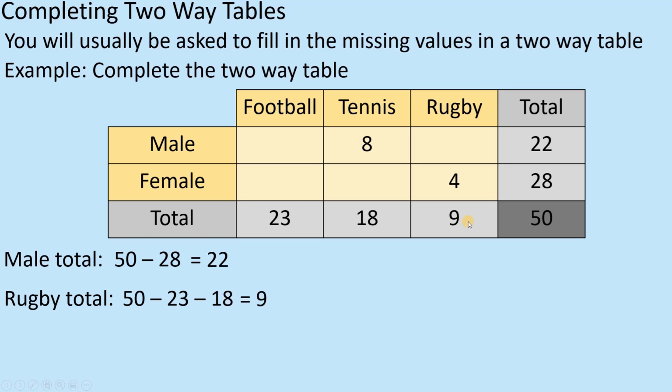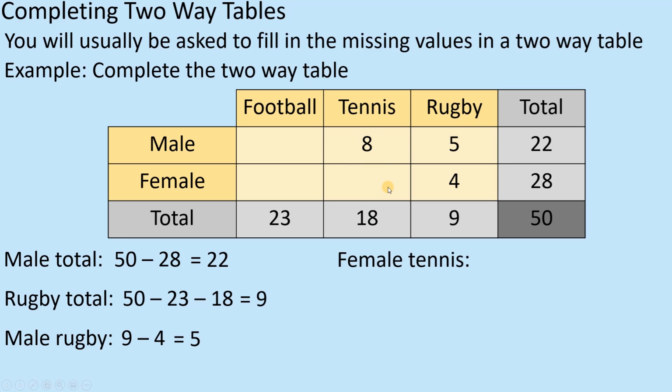From there, you're trying to figure out what other rows and columns you can fill in. I would probably go for this one next because I know that's 4. Male rugby is that one, so 9 take away 4 is going to give you 5. And then I've got a choice now: I can go for this one or this one, because I can get this column or this row. Which one am I going to go for? Female tennis, so I'll go for this one. That's going to be 10, isn't it, because 18 take away 8 is going to give me 10.